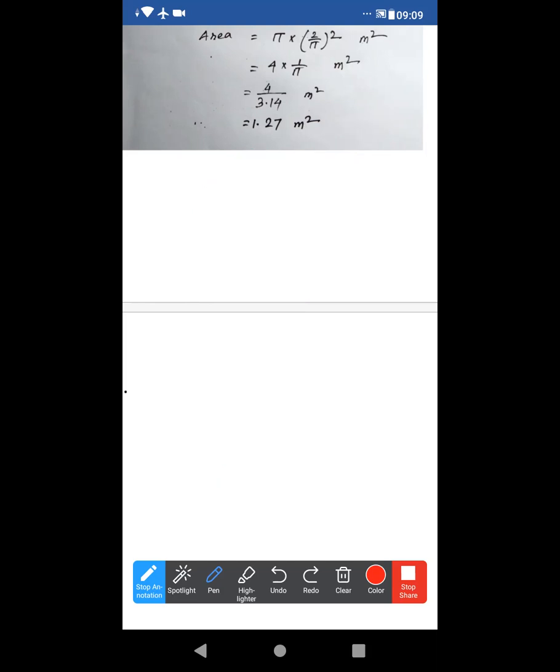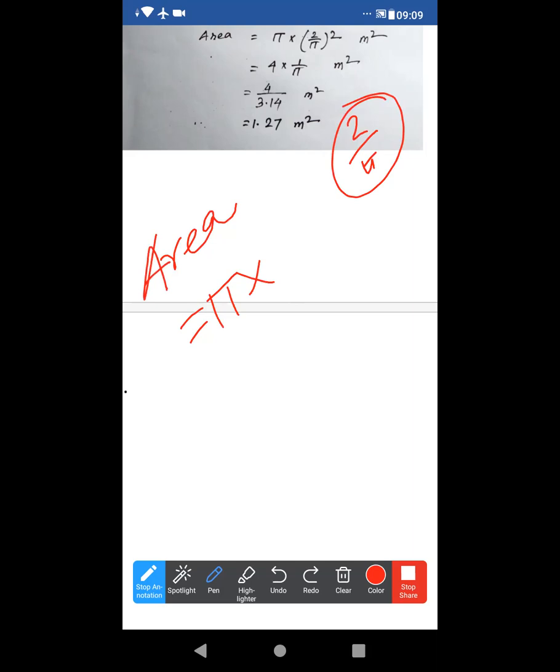Now for the area. Look. Pi into r square. R means what? 2 by pi. So 2 by pi whole square. R square is there now.